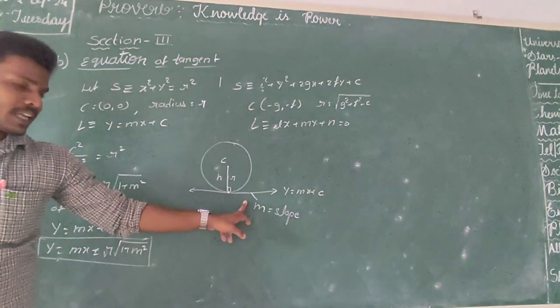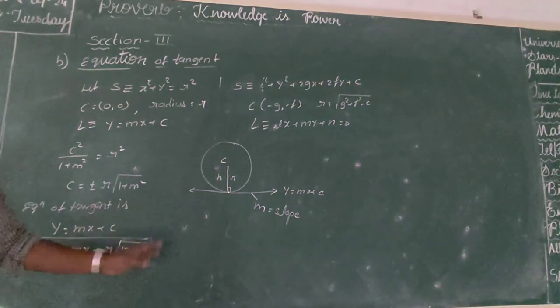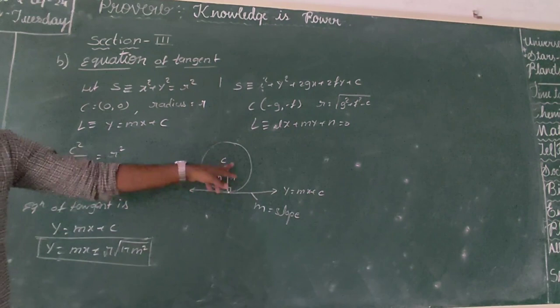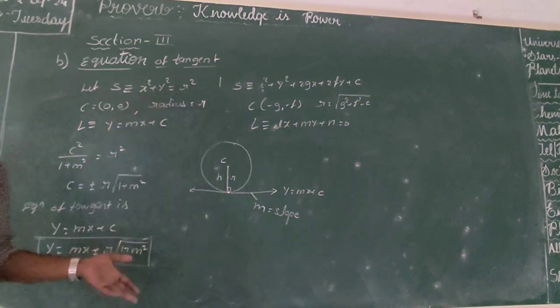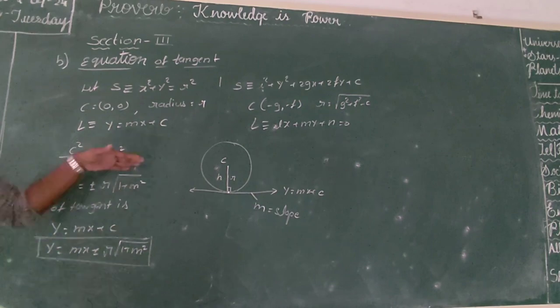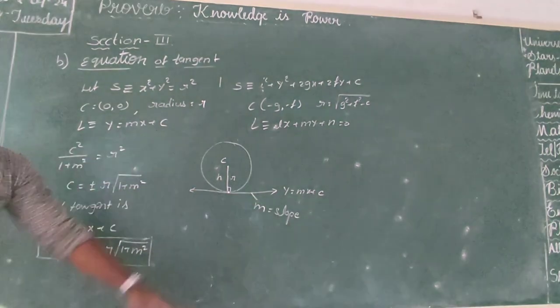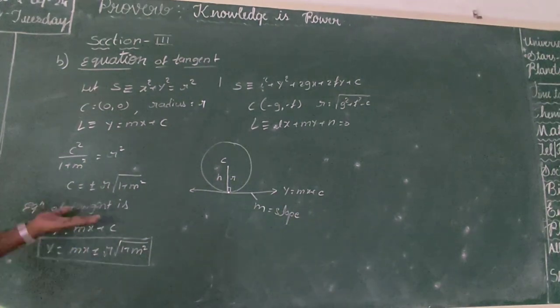For the tangent line, the slope is m. You can use the m value, and find the radius r from the circle equation. Definitely you can find the equation of the tangent. That means the perpendicular from the center to the line is equal to the radius, and by using that condition, we can form the equation of tangent.